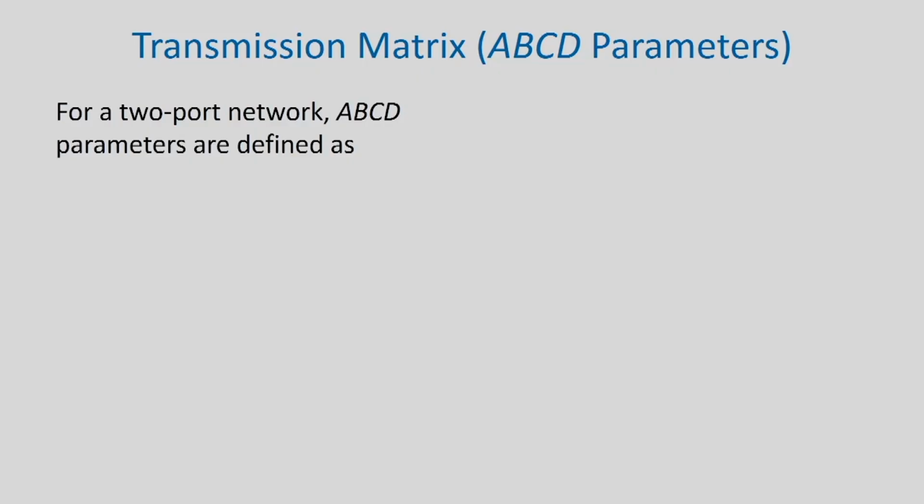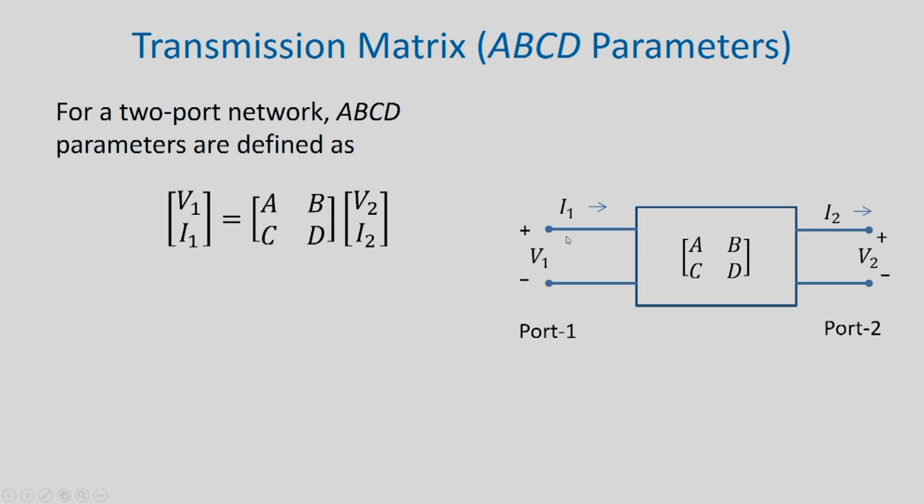So, for a 2-port network, the ABCD parameters are defined as follows. For this 2-port network, we have V1 and I1 at port 1 related to V2 and I2 of port 2 by this matrix relation: V1, I1 is equal to the matrix A B C D times V2, I2.